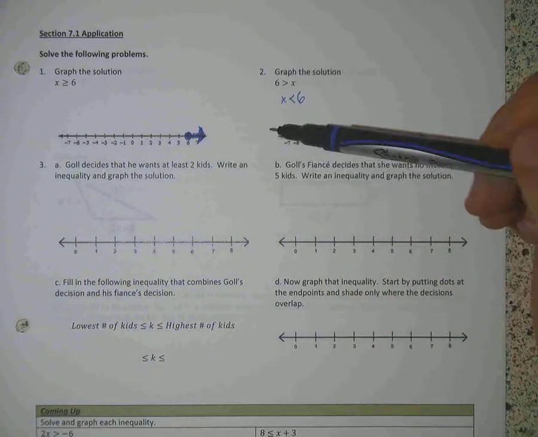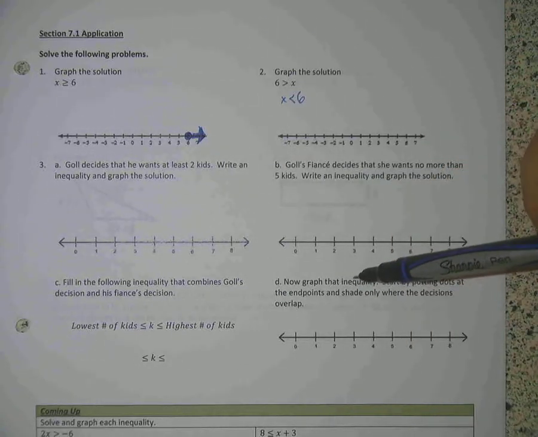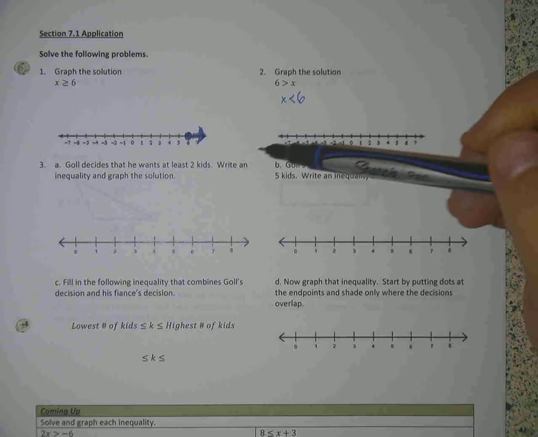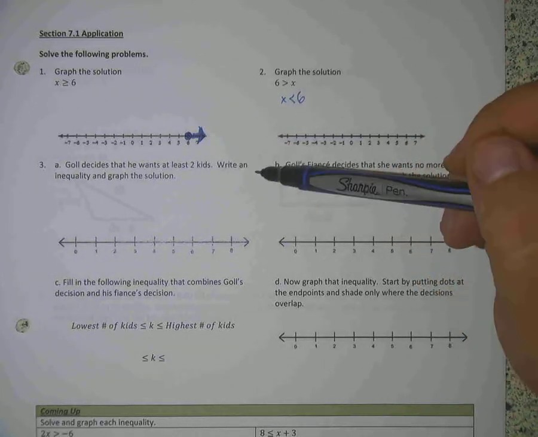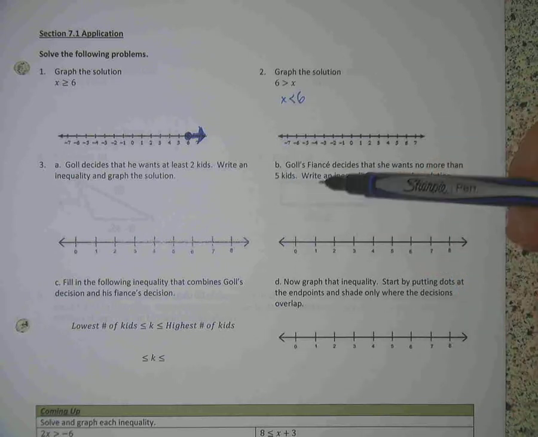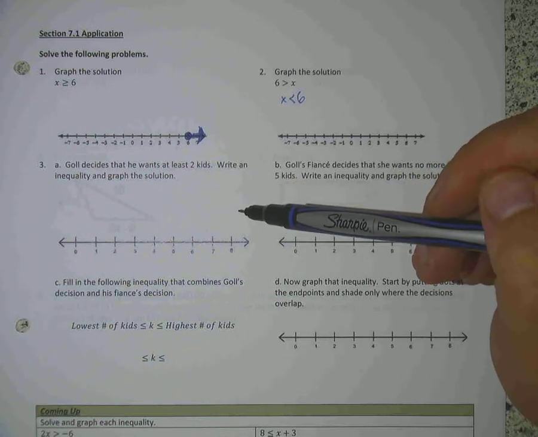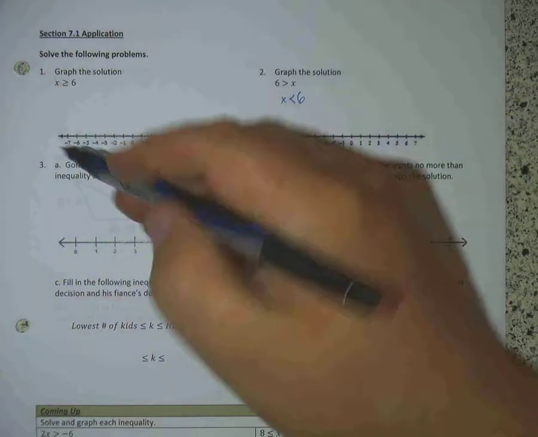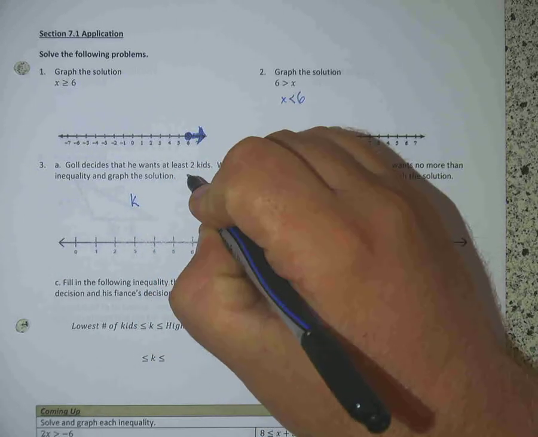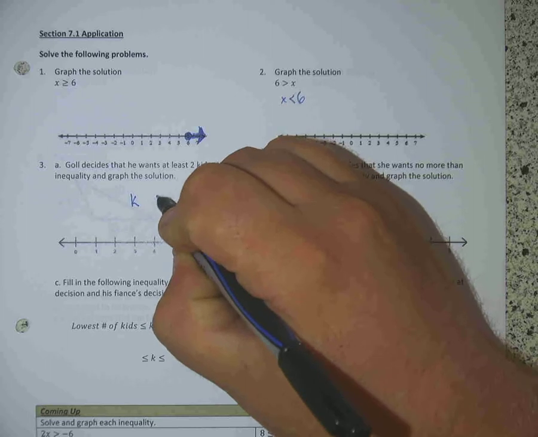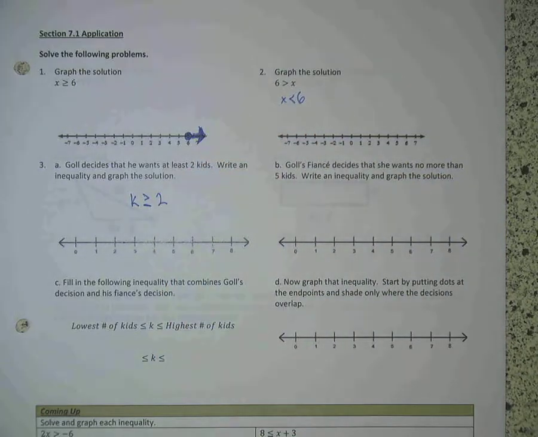Let's look at the next one. Number 3, really there's just 4 parts to number 3, and that'll be the extent of the application for this. I decide that I want at least 2 kids, and I want you to write an inequality and graph the solution. When I'm saying that I want at least, that means that I want 2 or more, right? So I can have 2, so that means the line's going to be under it, and then more than 2 would be k greater than or equal to 2.